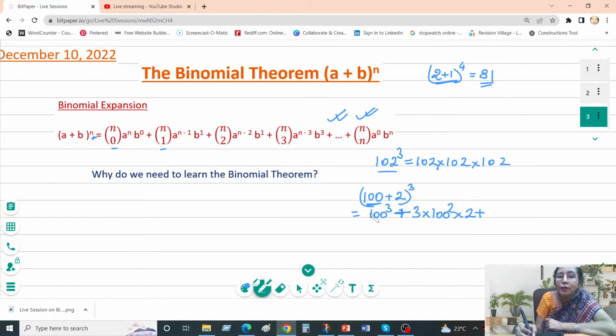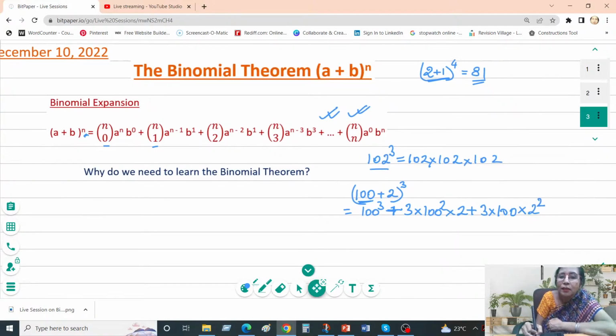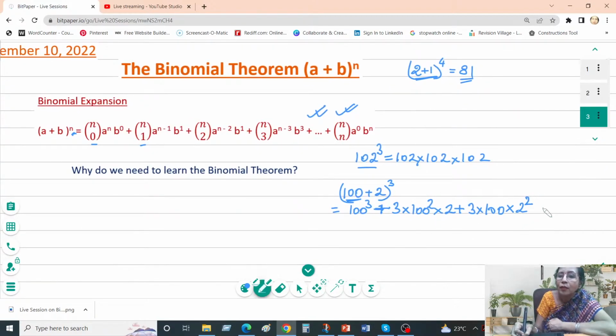Next is NC0, first one was NC0, second one was NC1, third one is NC2, which is NCn minus 1, which is equal to n. We have seen NCn minus 1 is also equal to n. So this will again be equal to 3 times 100 to the power of 1, which I am not writing, times 2 to the power of 2 plus the last term NCn.